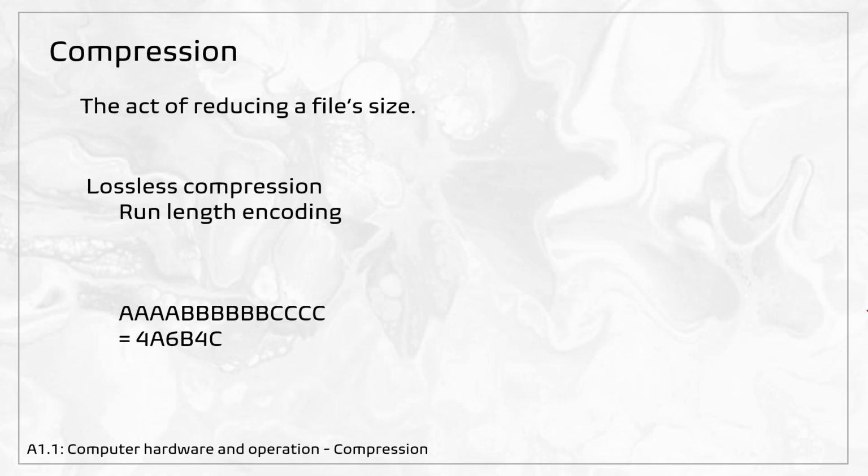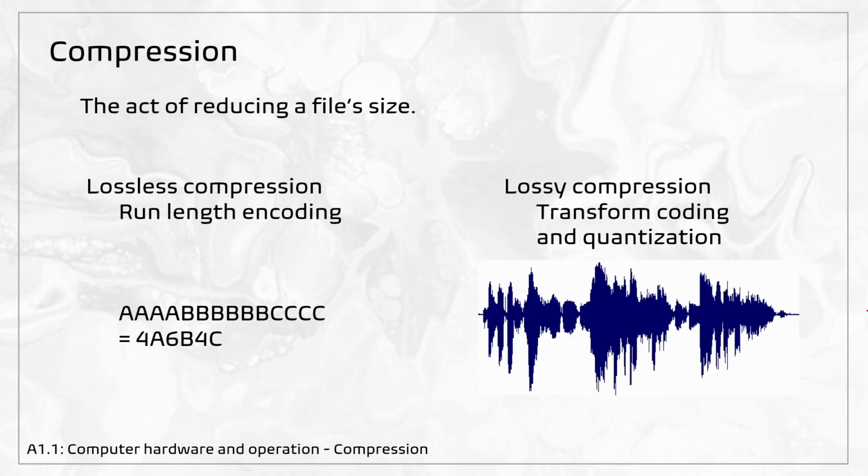For example, say we want to compress this line of text. Instead of saying AAAA, BBBBBB, CCCC, we can simply say 4A, 6B, and 4C, which is much shorter and can easily be reversed back into the original version. Another method of compression is lossy compression. This is when small negligible details are removed from the file, making the file smaller and mostly keeping the original file intact. One key way it does this is through a process called transform coding and quantization, which decreases the overall precision of the file.